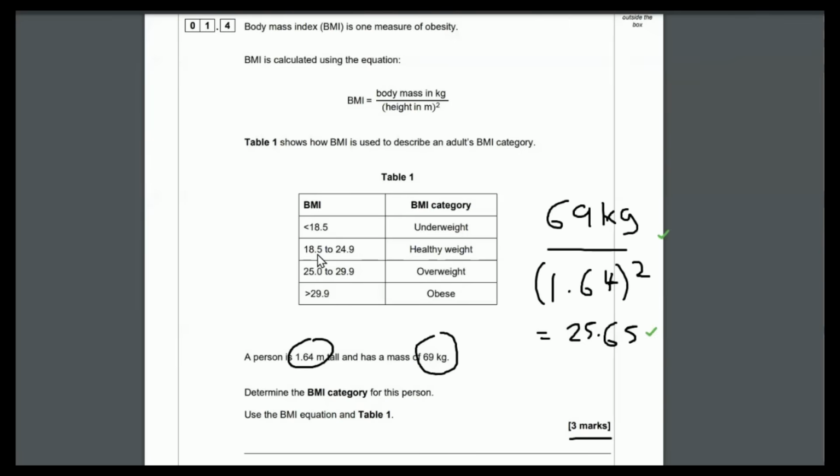Now you need to select the correct range. Are they in healthy weight? No, that only goes up to 24.9. They're between 25 and 29, that answer is. So they are overweight, and that gets you the 3rd mark for getting the correct category. Okay, let's zing down to 1.5.